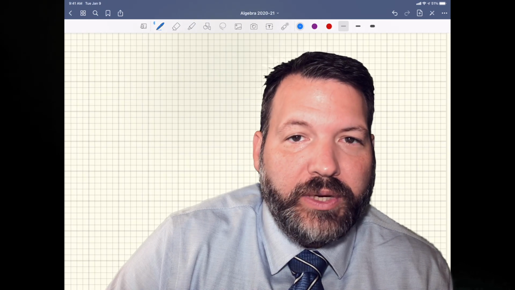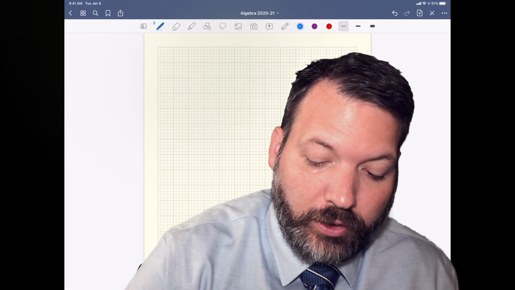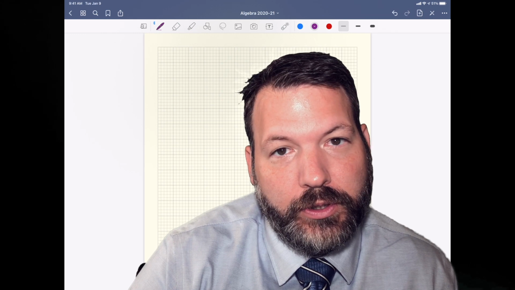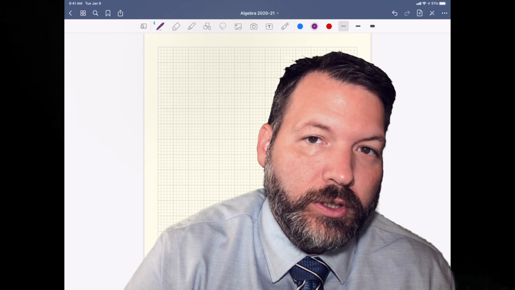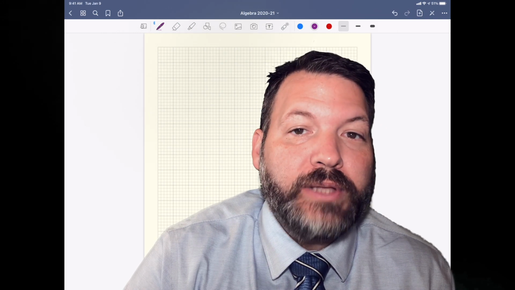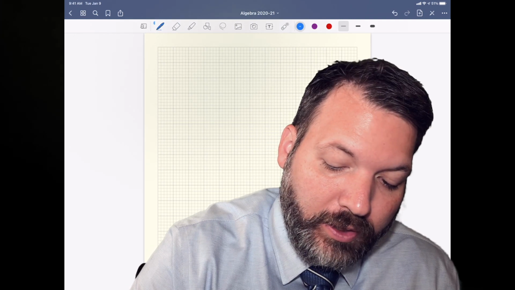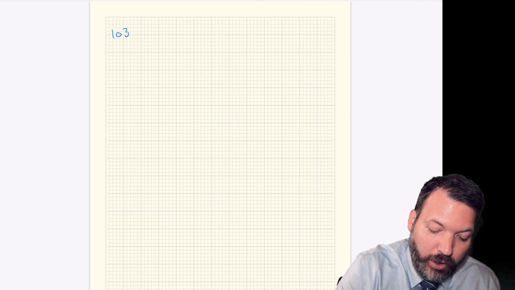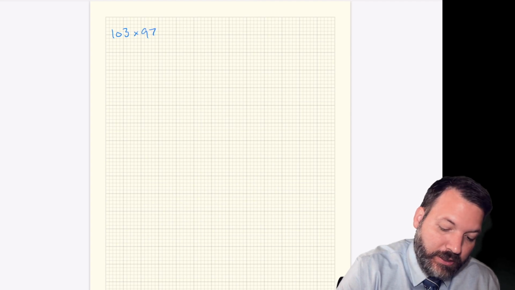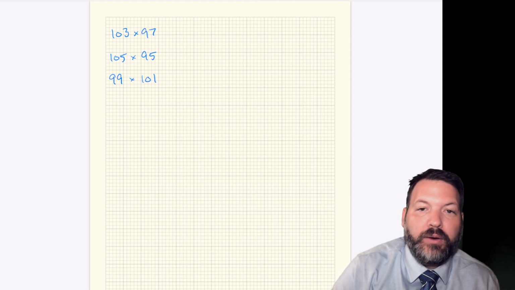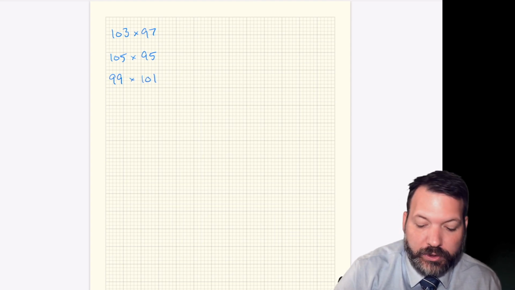So first of all, let's pick some numbers that we want to learn how to multiply. Let's say we were going to do a trick where instead of numbers just above 100 or numbers just below 100, we chose two numbers that were just above and just below 100. So the pattern I'm thinking about is something like 103 times 97 or 99 times 101. And we want to figure out how to multiply numbers like this.